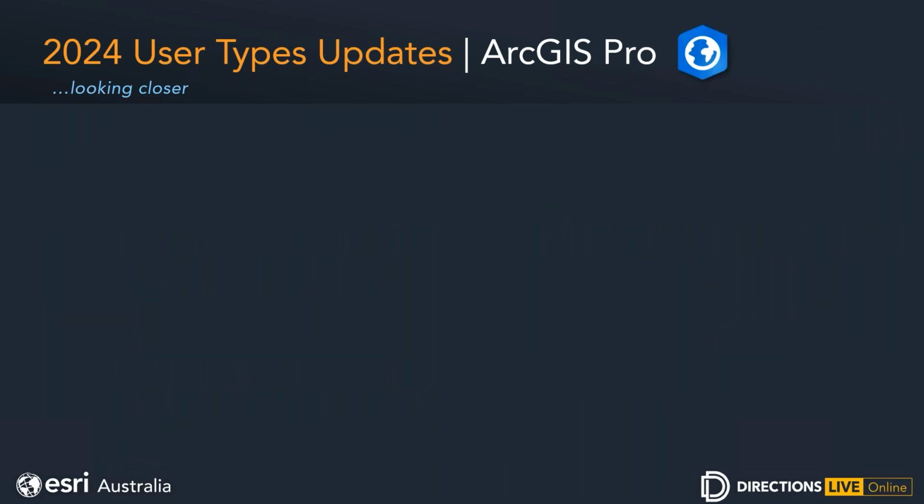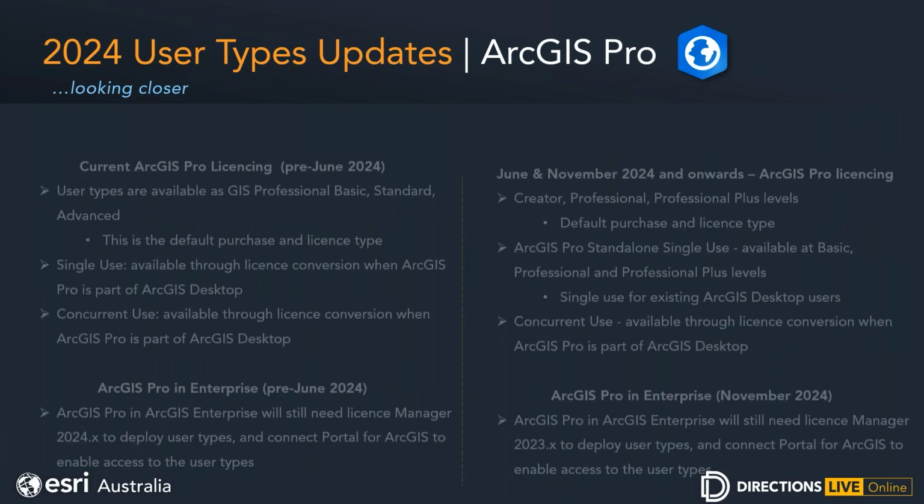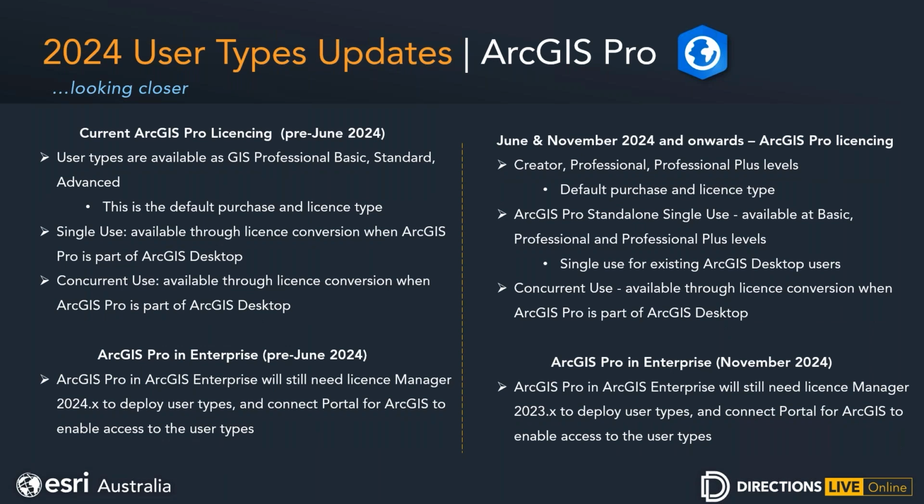Now let's take a look at the summary of the changes to ArcGIS Pro across the ArcGIS ecosystem. So currently, ArcGIS Pro is licensed as a named user or user type in ArcGIS Online and ArcGIS Enterprise. Now, this is the default purchase and deployment method available at the basic, standard, and advanced levels. It can also be accessed as a single-use or concurrent use license via the License Manager when ArcGIS Pro is an entitlement as part of your organization's ArcGIS desktop. And we'll go into this in a little bit more detail.